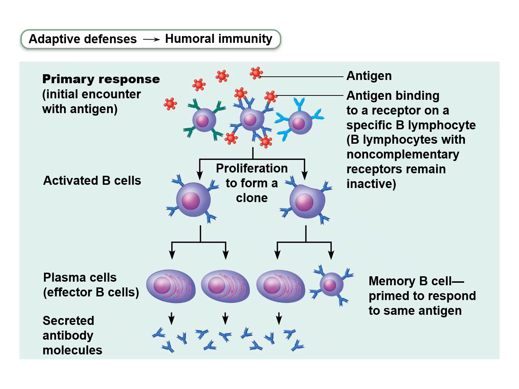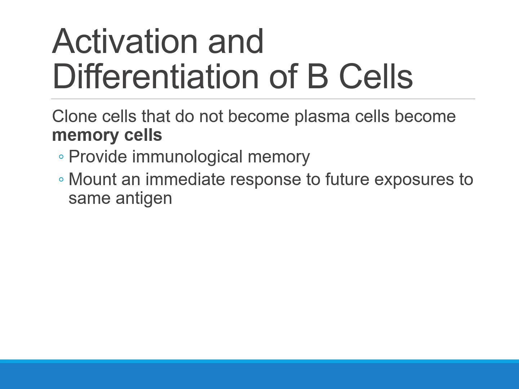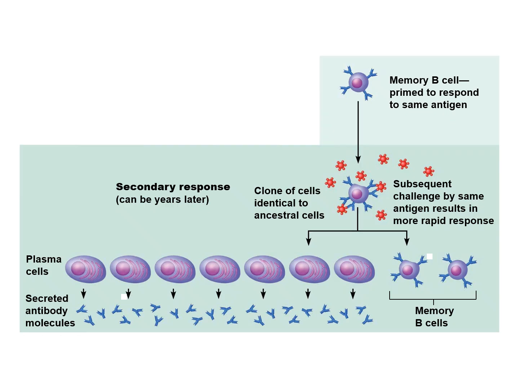And the B lymphocyte is going to proliferate to form a clone, which means that they become activated, and the clones become the plasma cells, and the plasma cells secrete antibody, and it's the antibody that's going to actually bind and attack the antigen. All right, so B cells do this whole thing without getting their hands dirty. Clone cells that don't become plasma cells become memory cells, just like we saw a few minutes ago, and those are going to provide immunological memory and mount an immediate response should you come in contact with that particular bad guy again. So there's the idea of the plasma cells.